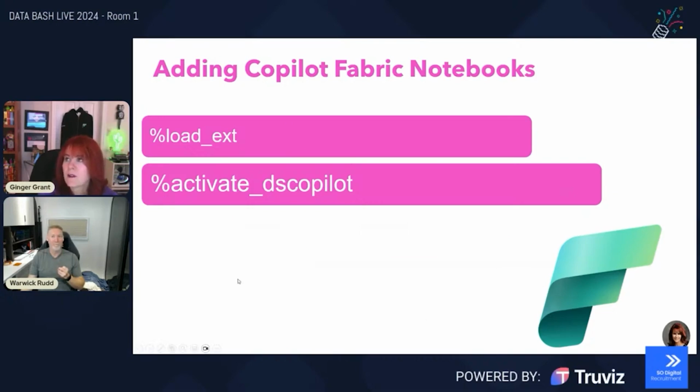So one thing to remember is that when you click on that Copilot button, which is enabled inside of the environment with an F64, it's going to write some code for you. All you have to do is click, and it will add magic commands that say load ext and then activate DS Copilot.